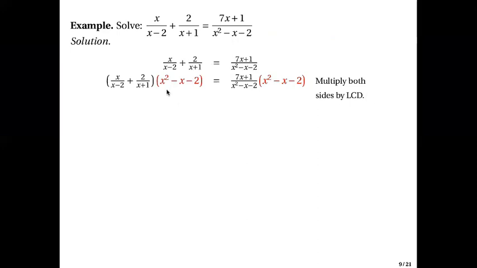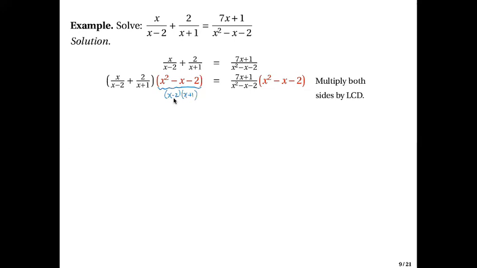So that's your LCD, x squared minus x minus 2. If we multiply this expression on the left-hand side, and multiply this expression on the right-hand side, and again, this guy here is just x minus 2, x plus 1. So if we distribute this into this, x minus 2 will be cancelled for the first term, so you will only have x times x plus 1. And for the second term, the x plus 1 will be cancelled, so you will only have 2 times x minus 2.